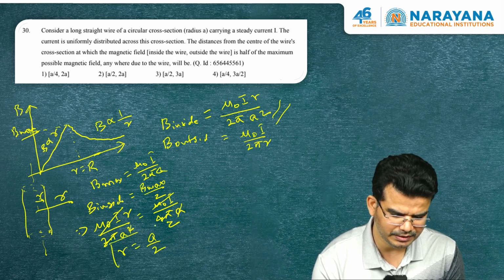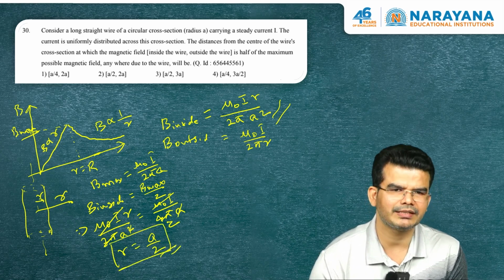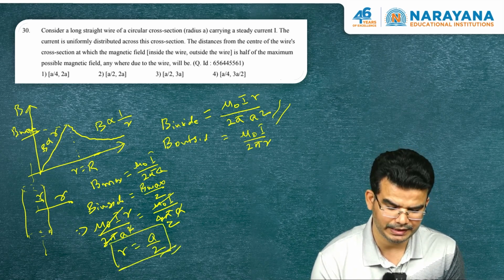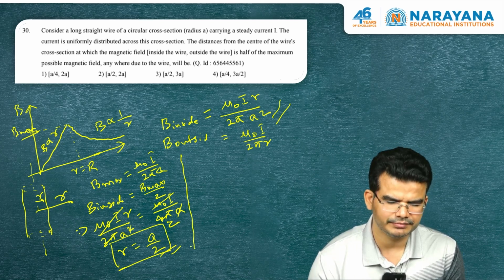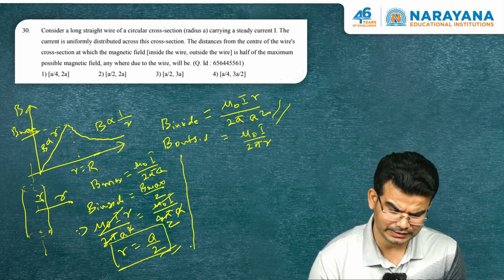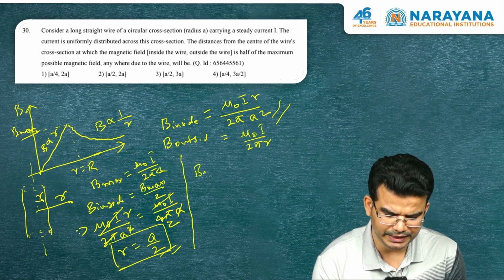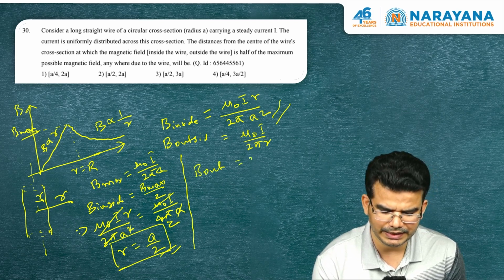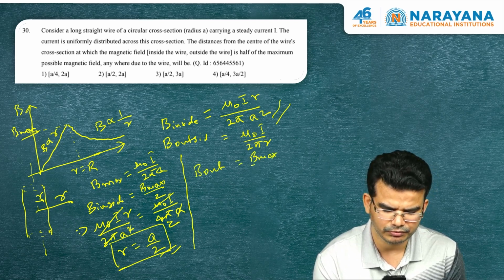So this is the inside point; we got the answer for the inside point because r is less than a. One more point we will get for outside. So let us use outside. B outside is again equal to B maximum by 2, they are saying. Let us come to this.